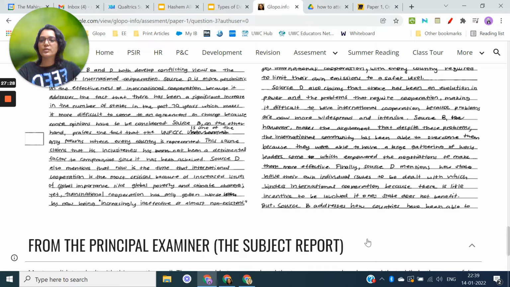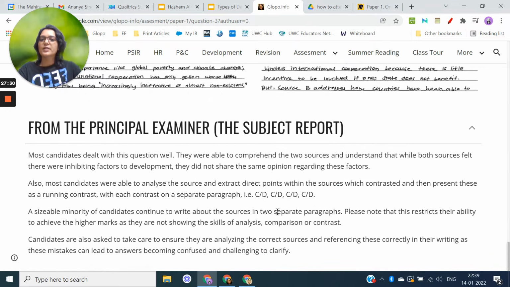This is from the principal examiner. The principal examiner is also asking about the contrast, four paragraphs to write, which should be clear enough. You can use your own knowledge. In between, you can use the quotation. As I have already said, you can use some of the words which are given in the paragraph. Make sure that you are not copy-pasting everything, right?